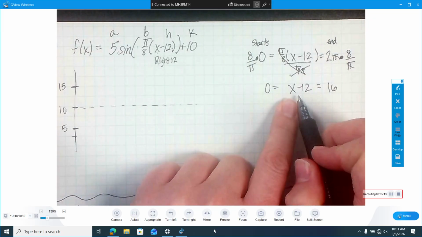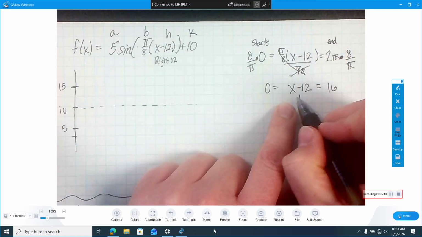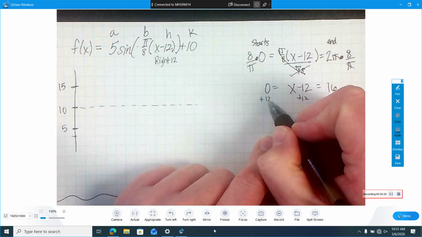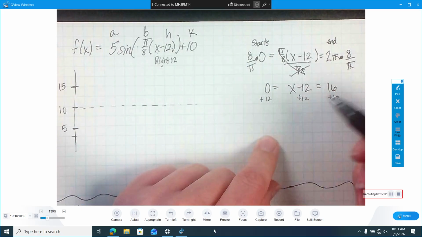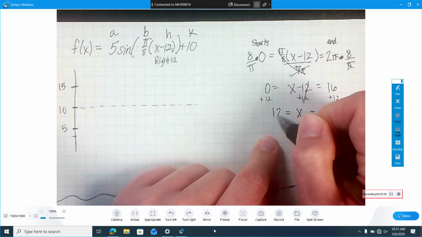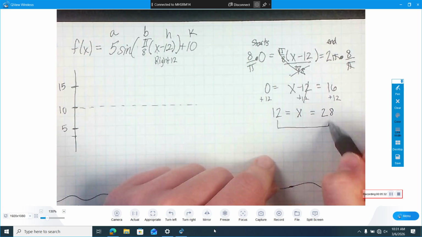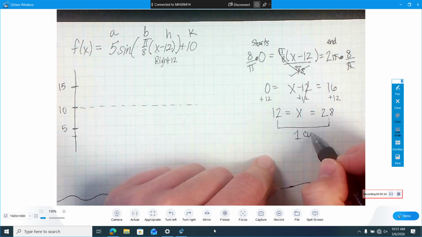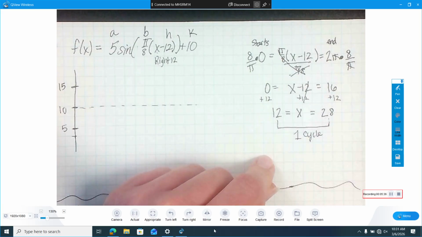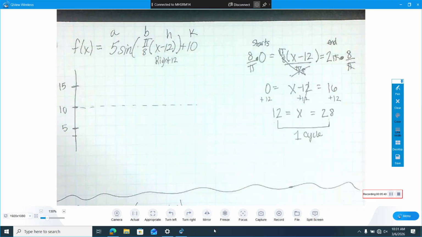Now, again, I want to get x alone in the middle, so what do I need to do to get x all by itself? Yeah, add 12. And we're going to add 12 everywhere, to both sides. And so now x is alone in the middle. 0 plus 12 is 12, and 16 plus 12 is 28. So this is one cycle of our curve on the x-axis. This is my starting and ending point of this particular function.